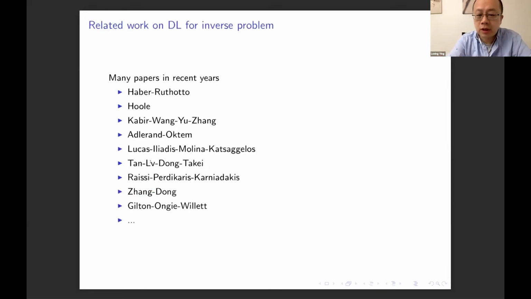Okay, so before I dive into the specific example, I would like to mention that in recent years, there are many groups, many people working on deep learning for inverse problems, with many different approaches. So here is just a list of the groups that I'm aware of, and I believe there are many other groups working on that. I apologize for those I didn't put here, but certainly many groups realize that deep learning can play a significant role in solving inverse problems.